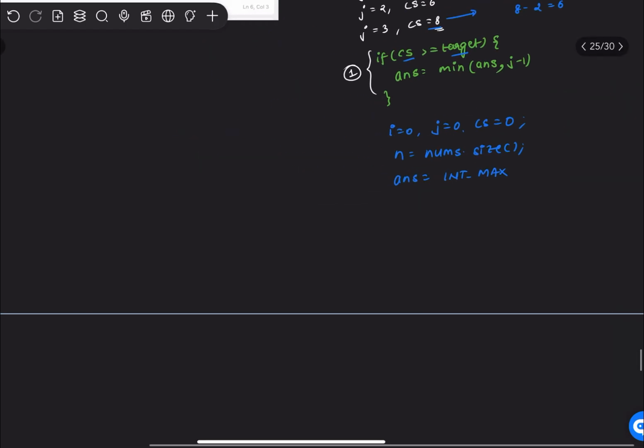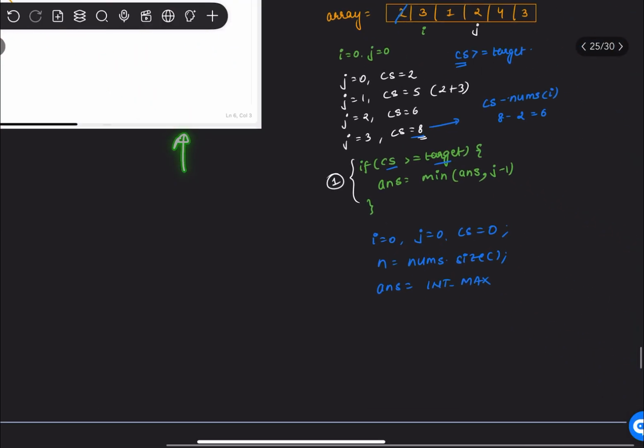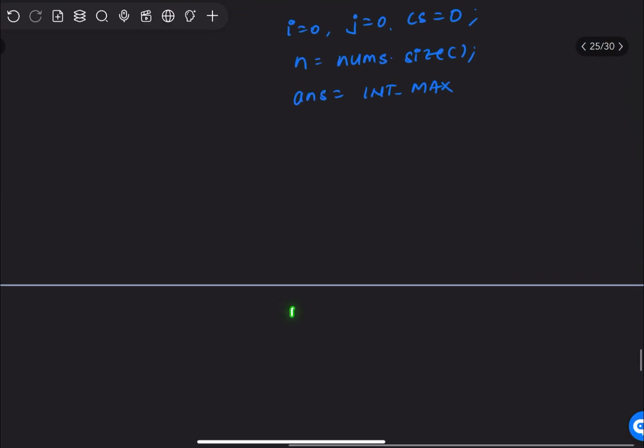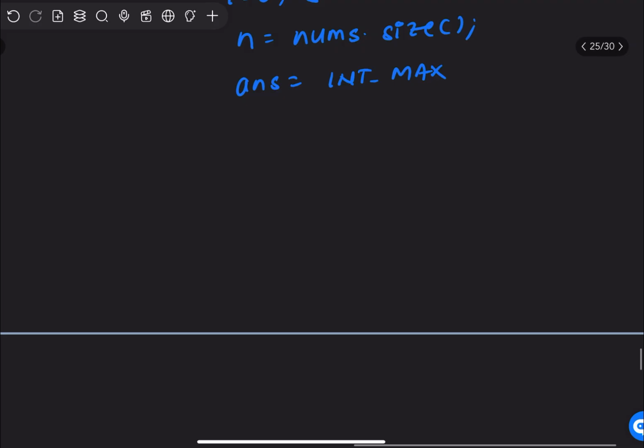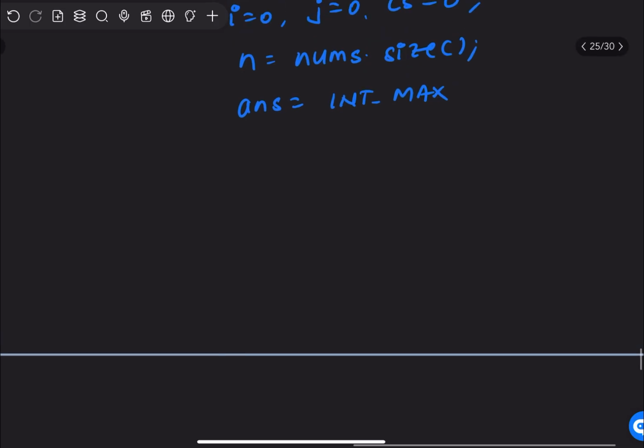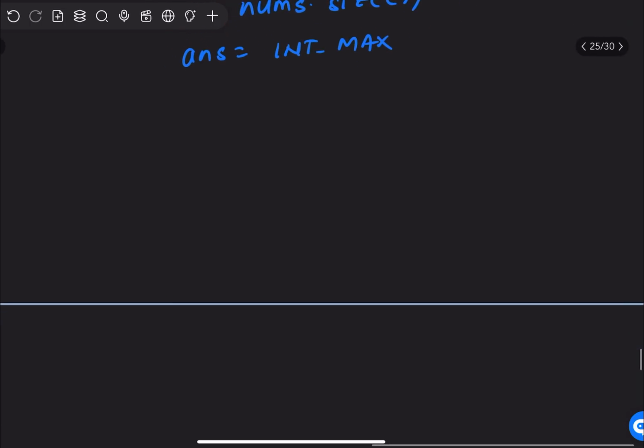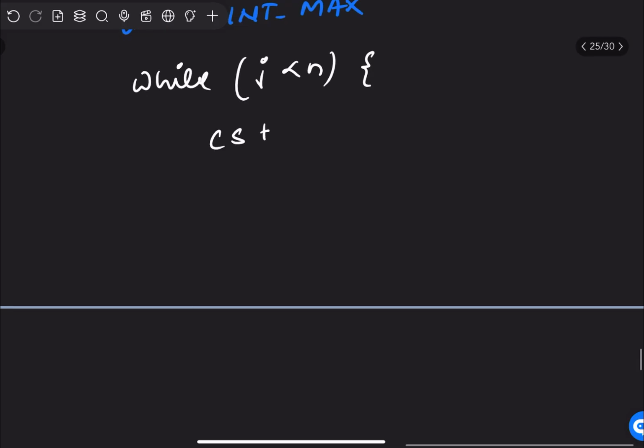And since we need to return 0 in the end, I can have a check at the end that if answer still remains int max, I can return a 0. Eventually I'll be returning 0. Okay, this can be a condition added at the bottom. We'll move ahead. So I'll start a while loop where j will keep on traversing till it is less than n, and I'll keep on adding the current value into my current sum variable and will increment j.